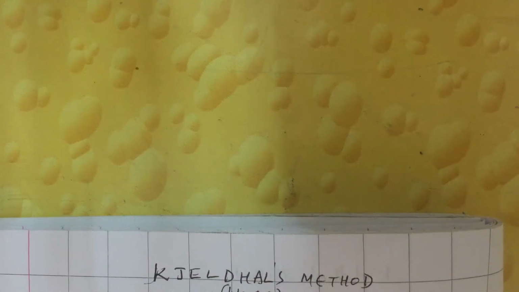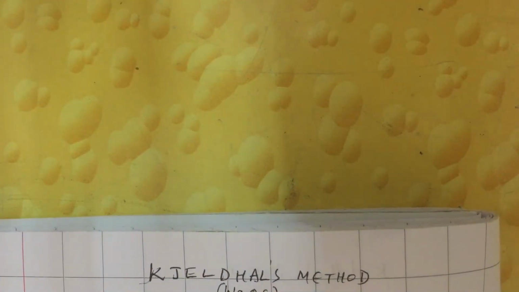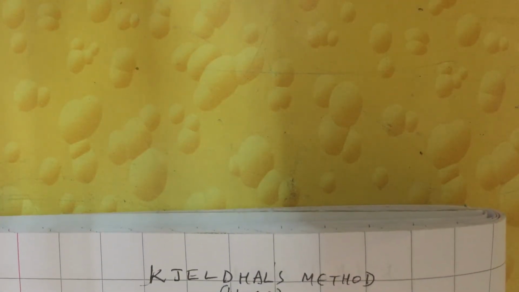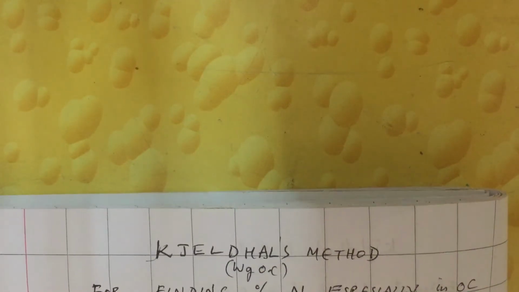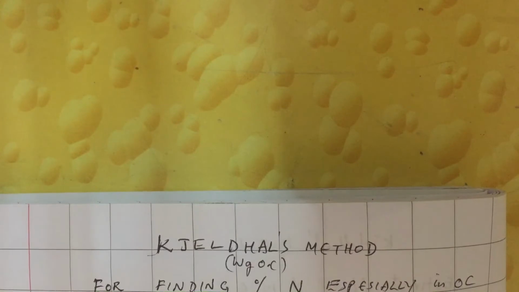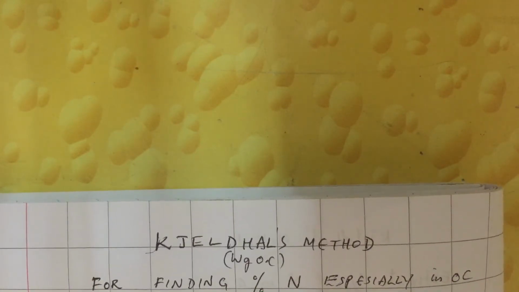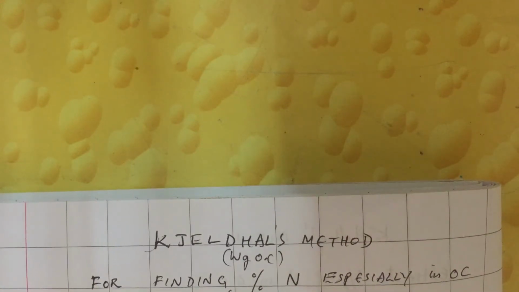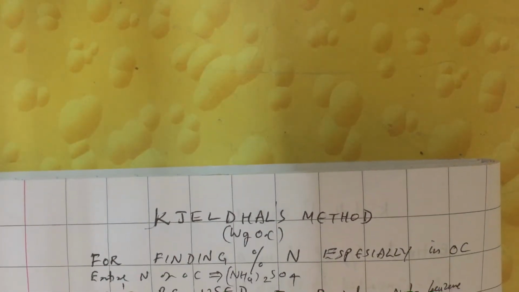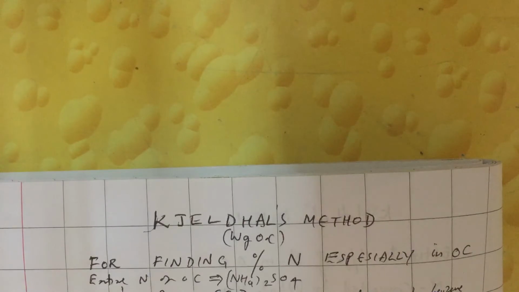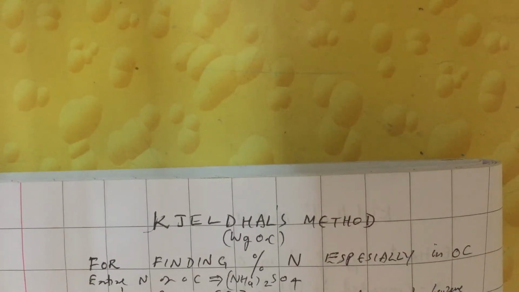Come all of you, let us look at Kjeldahl's method to estimate nitrogen in organic compounds. Let us suppose that you take W grams of organic compound and you are going to find out the percentage of nitrogen it has, wherein you convert the nitrogen into ammonium sulfate by digesting the given organic compound with concentrated sulfuric acid.